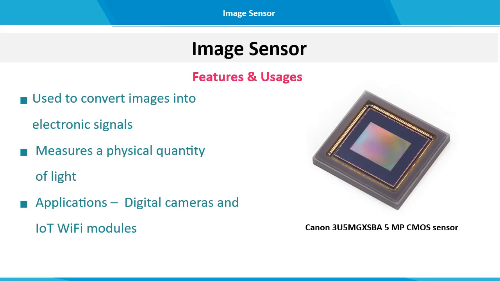Image sensors are used to convert images into electronic signal. They measure a physical quantity of light and transfer it into a digital form or electronic file. The most common use of image sensor is in digital cameras and IoT Wi-Fi modules.